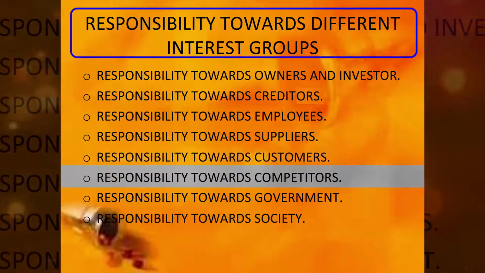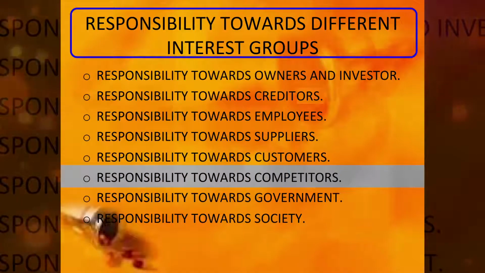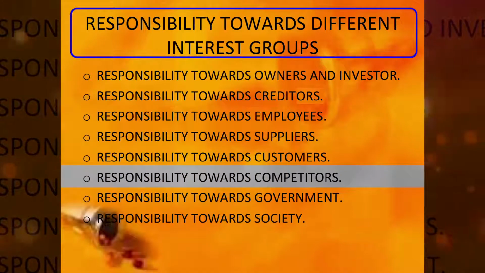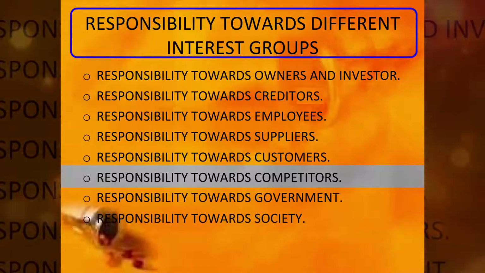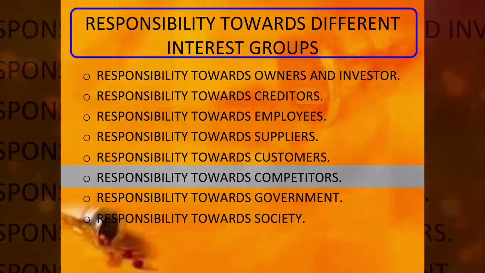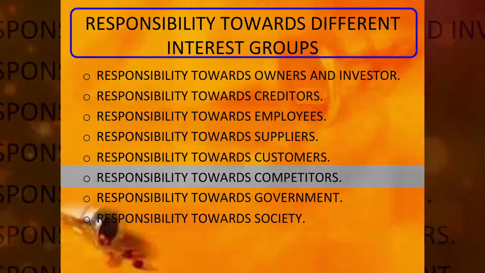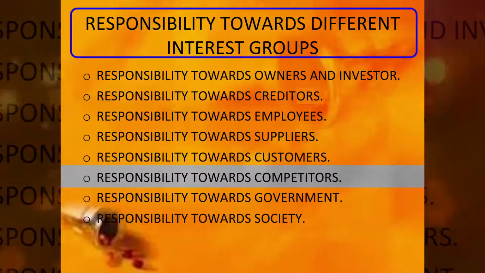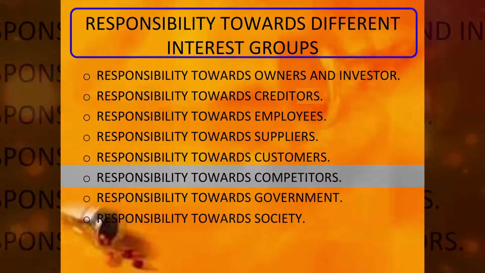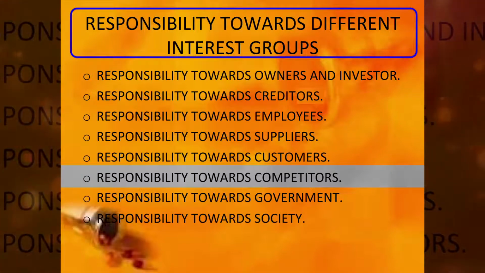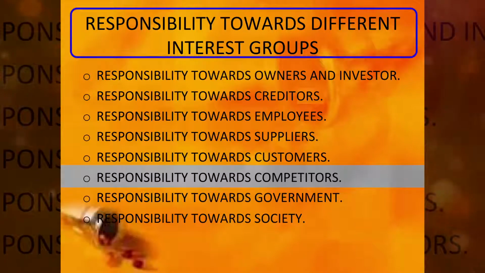Next, responsibility of business towards competitors. The responsibilities of the business towards its competitors are not to offer exceptionally high sales commission to distributors, agents, etc., not to offer customers heavy discounts and free products in every sale, and not to defame competitors through false or ambiguous advertisement.